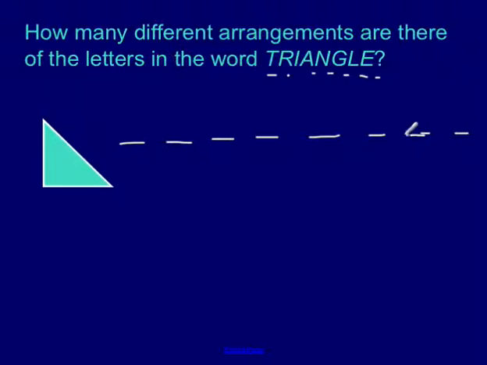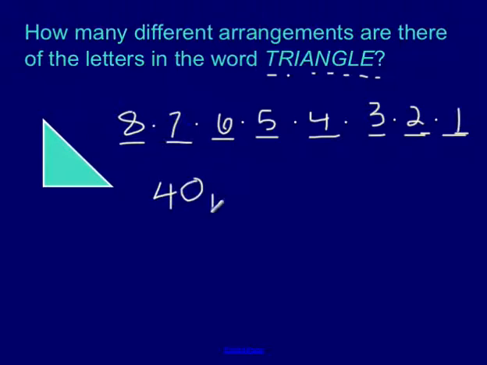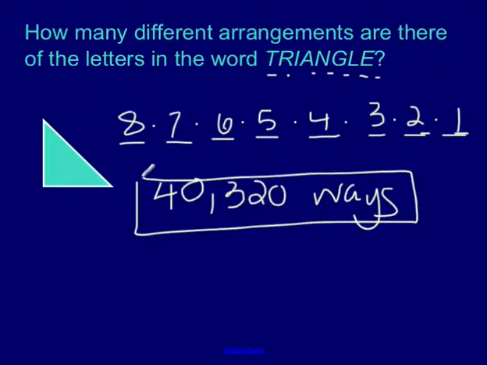When I start to pick my first letter, I have 8 choices, and then I have 7 choices, and then 6, and then 5, and then we're going to go all the way down. Then in your calculator, you're going to multiply 8 times 7 times 6 times 5 times 4 times 3 times 2 times 1. And when you do that, you get 40,320 ways that you can rearrange the letters in triangle.